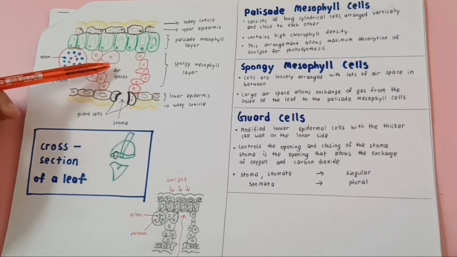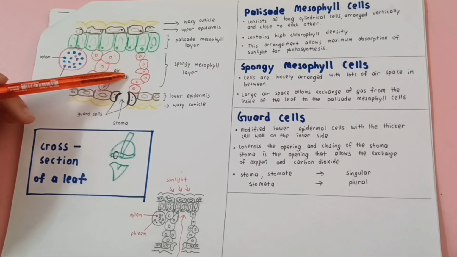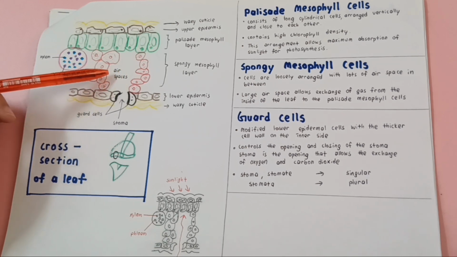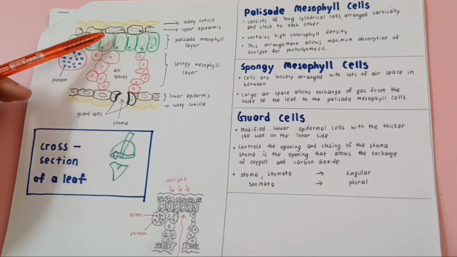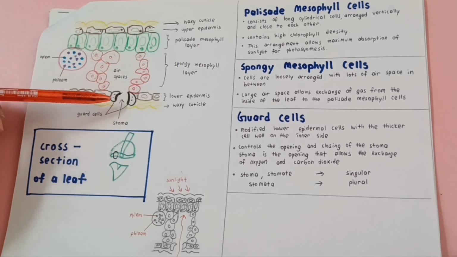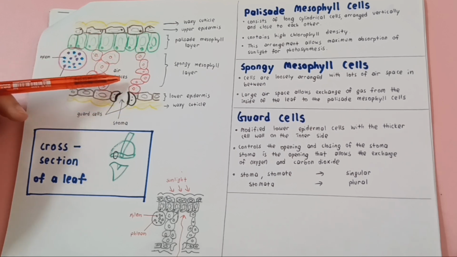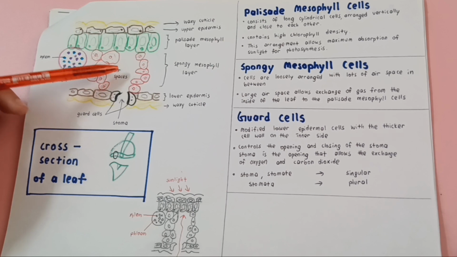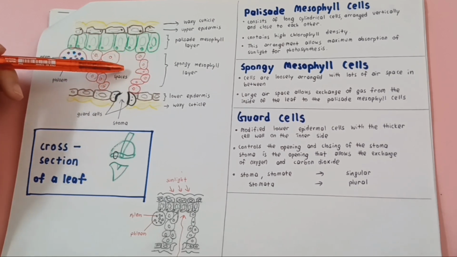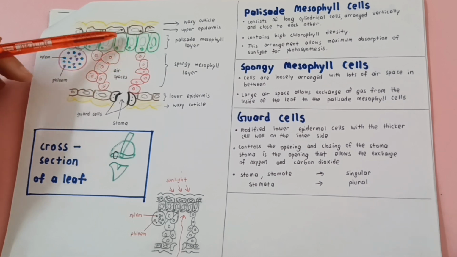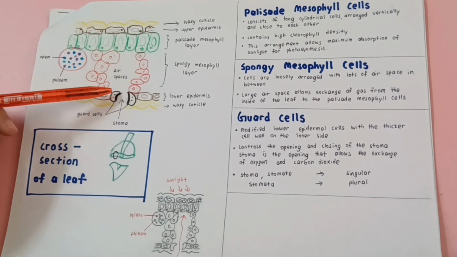In this layer, the cells are loosely arranged, and there are a lot of air spaces between the cells. The air spaces allow exchange of gas from the inside of the leaf to the palisade mesophyll cells. The gas will diffuse through the stoma to the spongy mesophyll layer, and because there is a lot of air space here, the gas can diffuse quickly to the next layer, that is the palisade mesophyll layer.